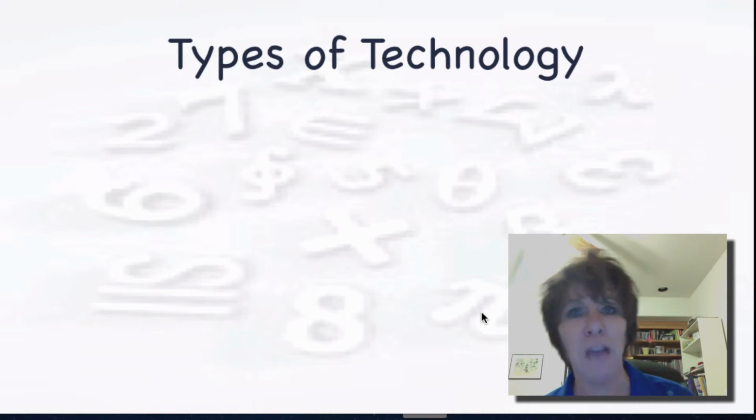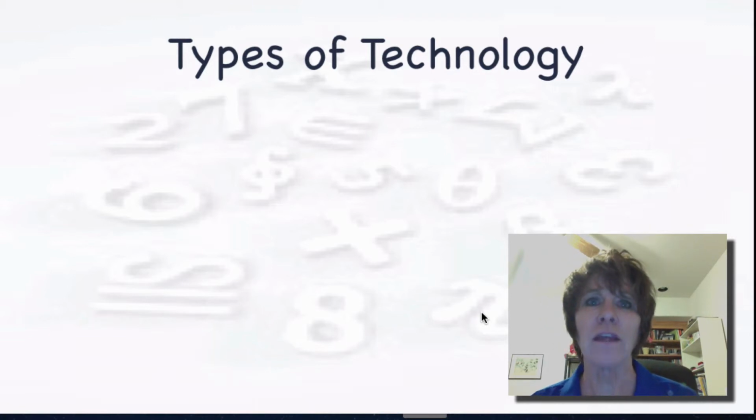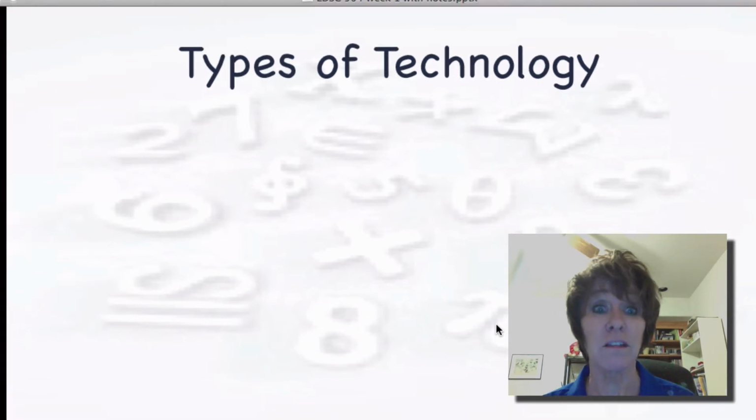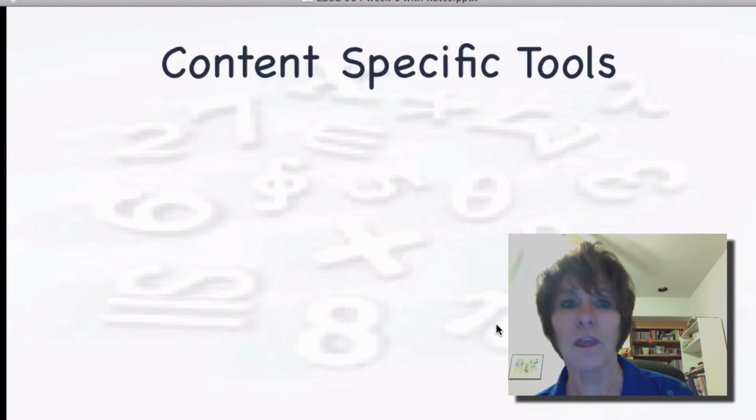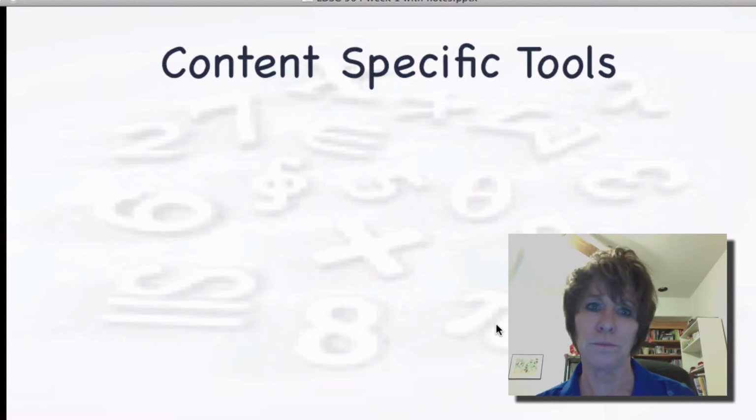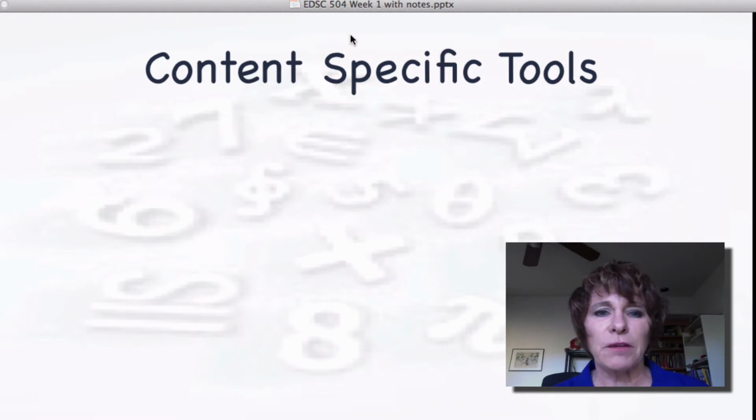We're going to talk about the types of technology now. And there are all sorts of different classifications of technology. A very good one by Dr. Shan breaks technology into 6 different types. For the purpose of this class, we're really going to be talking about 3 types or groups of technology. The first type is content-specific tools.